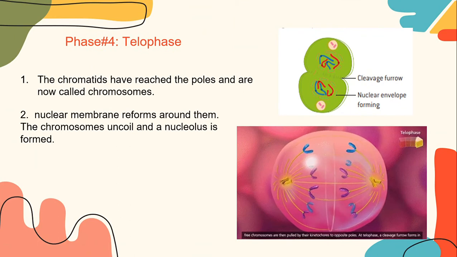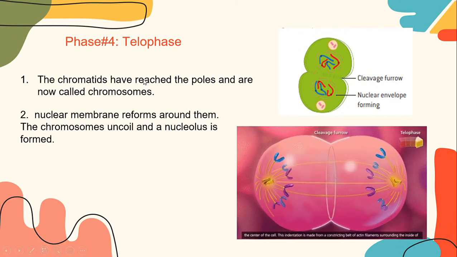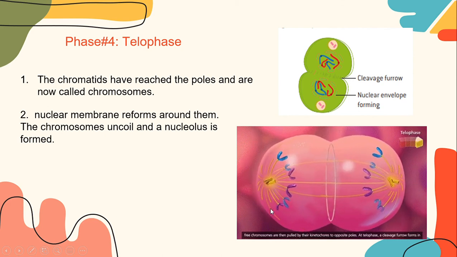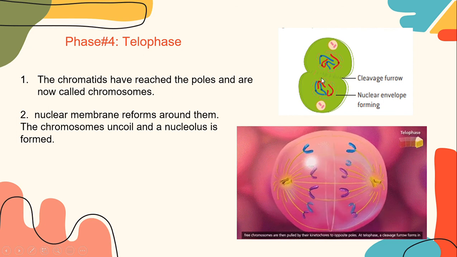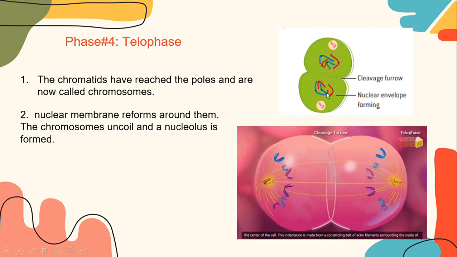In the last phase, which is phase number 4, we call it telophase, the chromatids have reached the poles and are now called chromosomes. They are not chromatids anymore. So this is the last step where the chromatids are reaching the poles of the cell. The nuclear membrane that has been dissolved in prophase, now in telophase, is reforming again and it will become clear again.